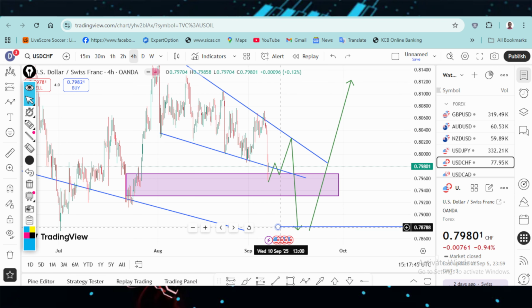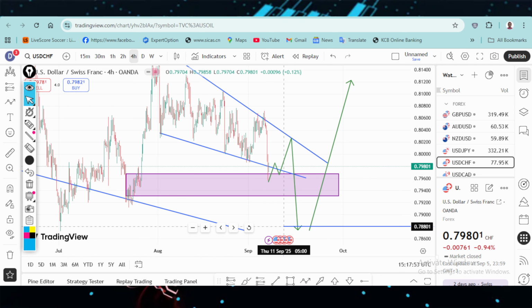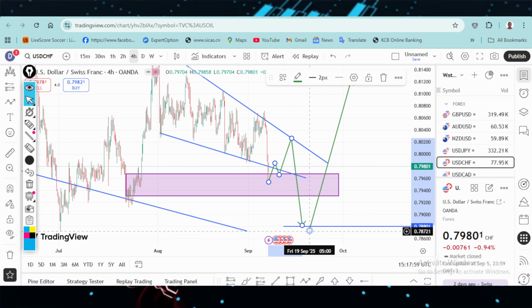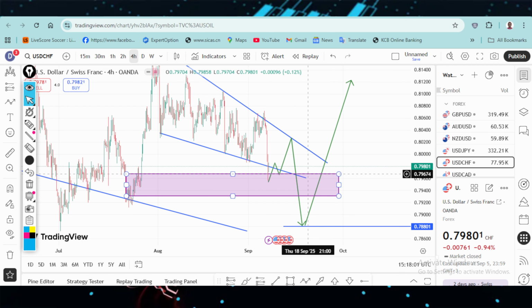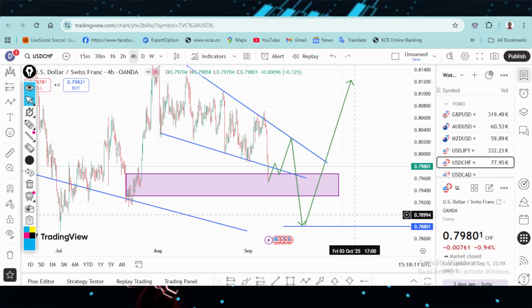The price has to reach 78.80 before we can see any move to the upside. What will happen? We need the liquidity to liquidate this area. Everyone who is below this low will be taken out before the market will move to the upside.